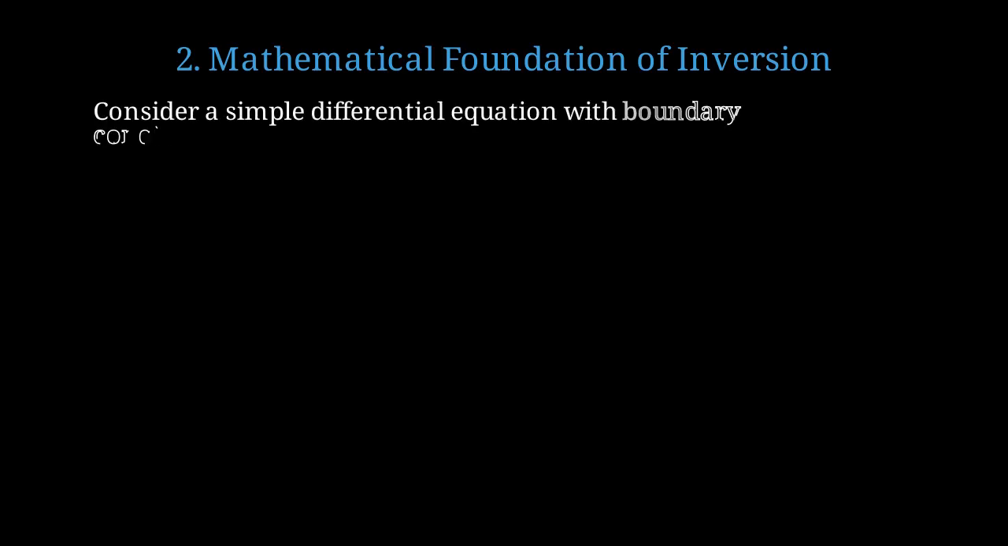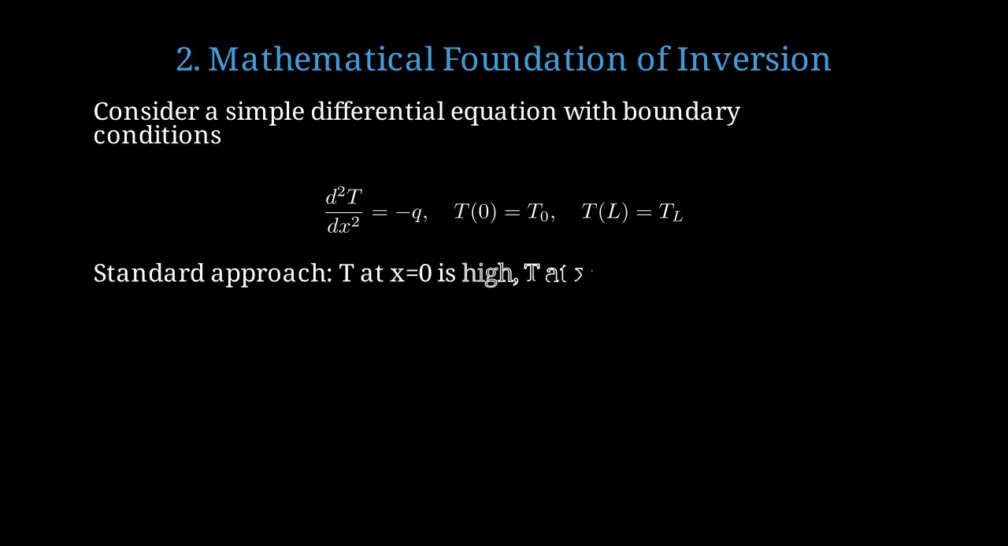Consider a simple differential equation that describes heat flow or diffusion with boundary conditions. This equation describes temperature distribution T along position X, with heat generation Q and fixed temperatures at boundaries 0 and L. The standard approach assumes temperature at position 0 is high and temperature at position L is low, causing heat to flow from left to right.